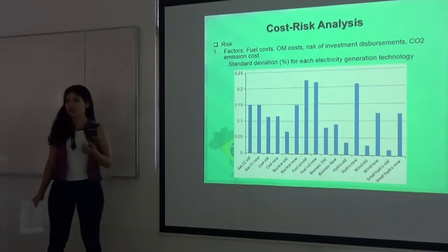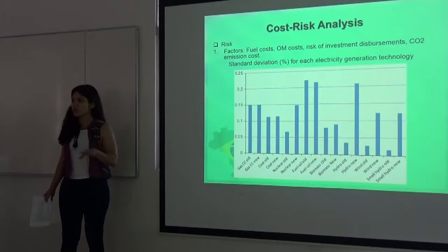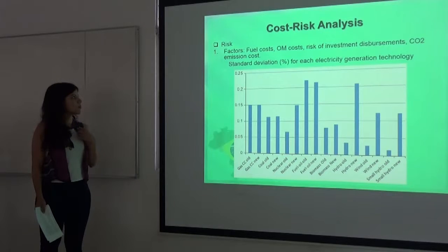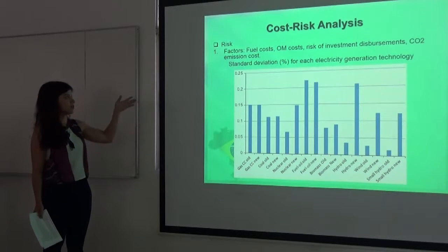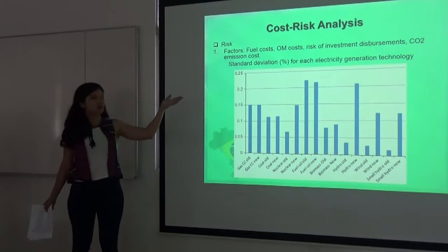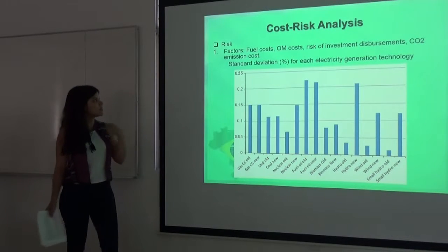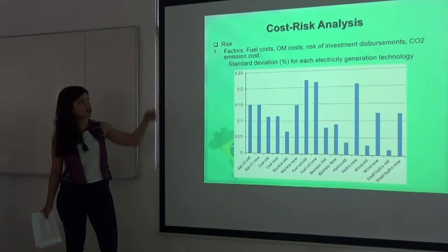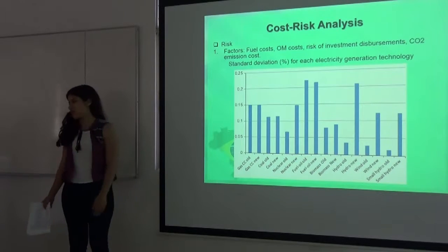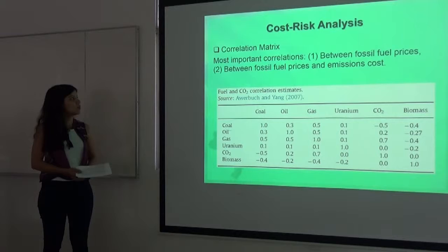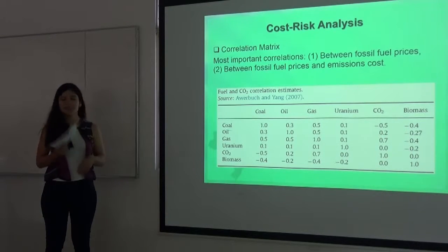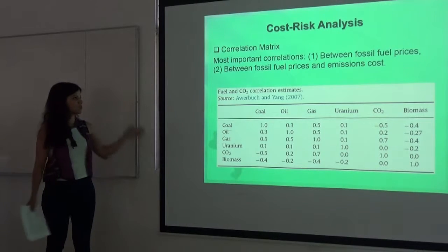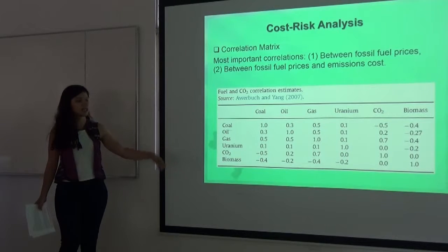The estimated risk depends on the cost structure of each generation technology, and the calculation incorporates the fluctuation of these factors: fuel cost, operation and maintenance cost, risk of investment, and emission cost. In this table we can see the risk, or standard deviation, of each electricity generation technology. Also, the correlation matrix was calculated, and in this table we can see the most important correlations, between fossil fuel prices and between fossil fuel prices and emission costs.